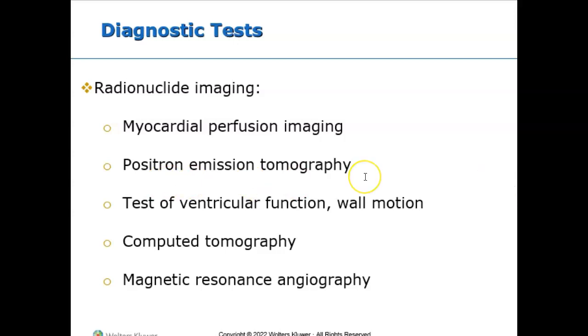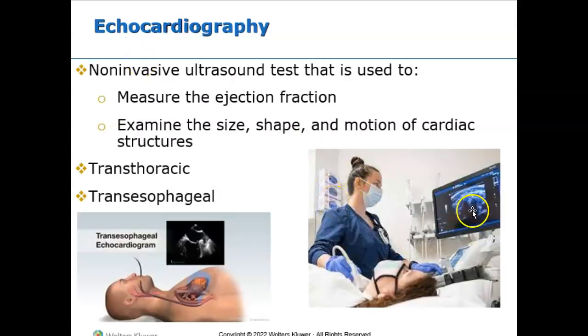PET scan. Test of ventricular function and wall motion. CTs. Everything on this slide is nice to know, by the way. Not need to know. Echo, we already talked about it. And these two things right here are just different views. And they show different structures.